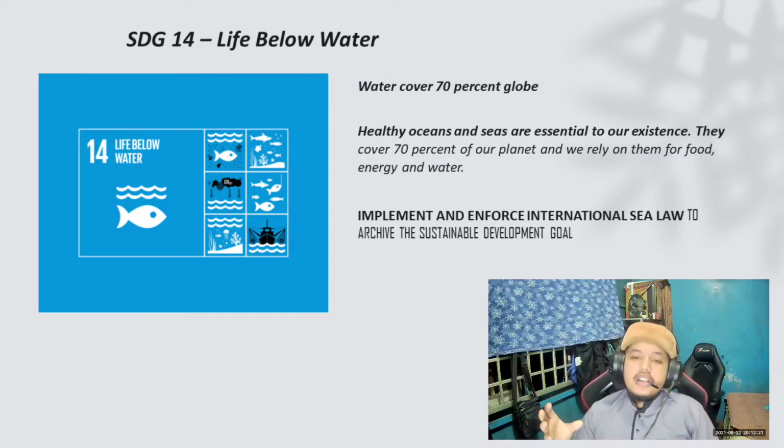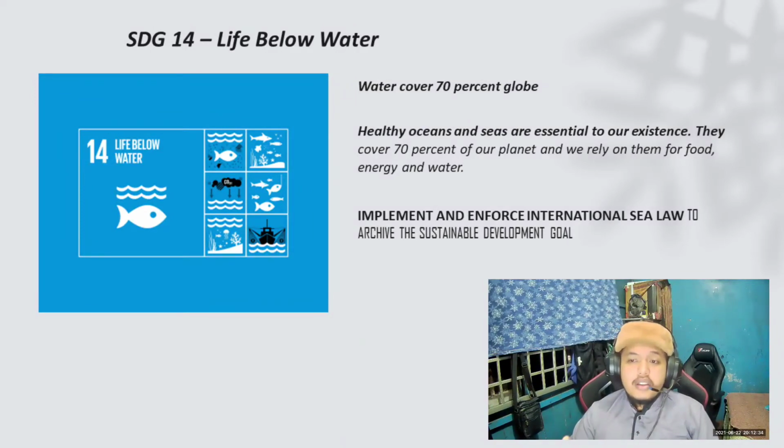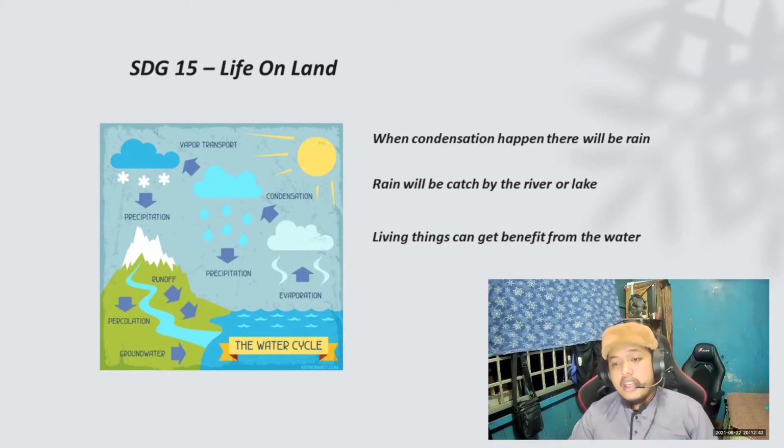To achieve Sustainable Development Goal 14, governments around the world implement and enforce laws to protect life below water. For example, no toxic waste being released into the ocean. We can take the case in Malaysia where some factories in Johor Bahru dumped their toxic waste in the river. This action is illegal and it affects life below water.